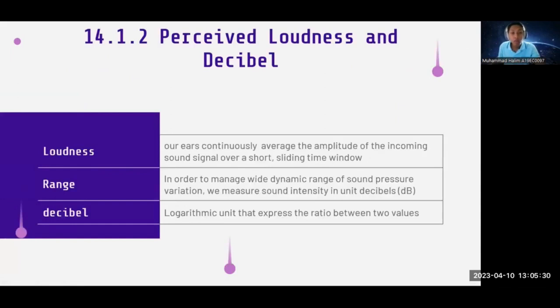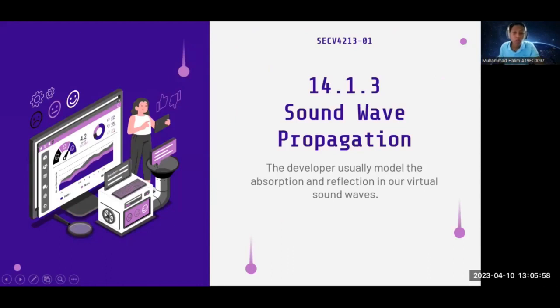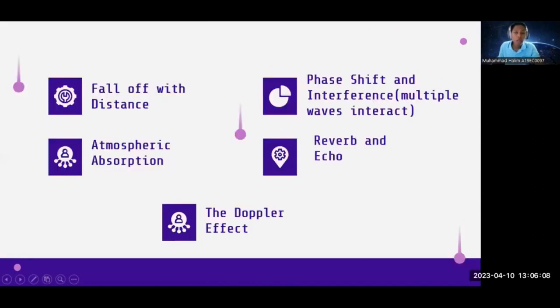In chapter 14.1.2, they explain the loudness and the decibel. In order to manage the dynamic range of sound pressure variation, we measure sound intensity in the unit decibel. For sound wave propagation, developers usually model the absorption and reflection in our virtual sound wave. There are actually five models of absorption and reflection, which are falloff with distance, atmospheric absorption, phase shift and interference, which is multiple waves interacting, reverb and echo, and lastly the Doppler effect.